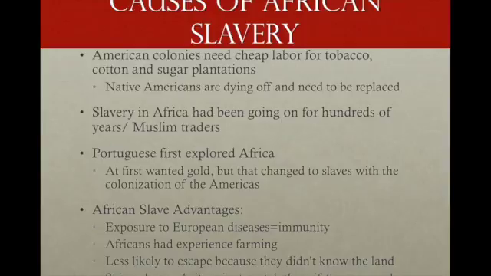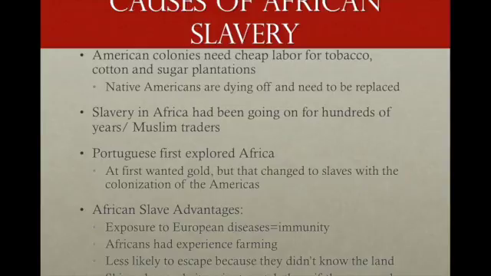So some advantages of the African slaves over the Native Americans is, first, that they had exposure to European diseases. So they had immunity, which Native Americans who had never been exposed to these diseases didn't have. Africans were really experienced in farming, and they brought a lot of new techniques that would actually help the growth and the yield of a lot of these different crops.